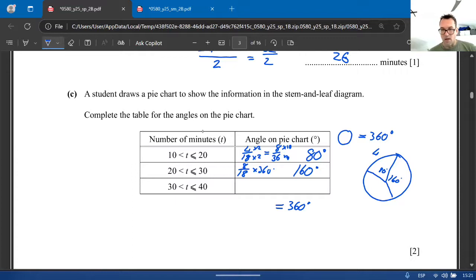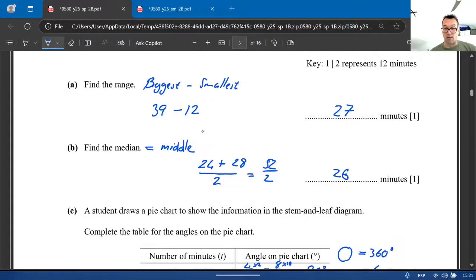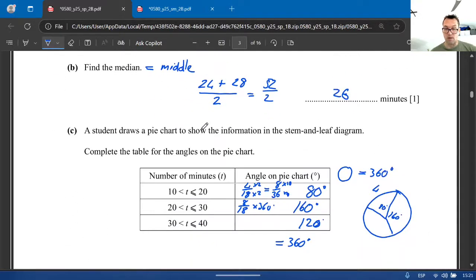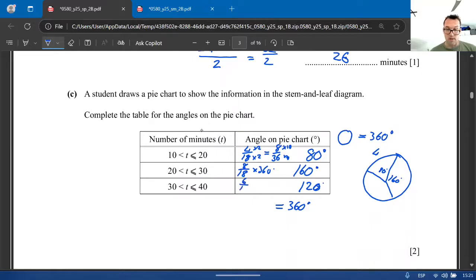Okay. So what's 160 plus 80? It's 240. So we need another 120 to make it 360. But let's do it like we did the other ones. 1, 2, 3, 4, 5, 6 people between 30 and 40 minutes took the task. That means 6 out of 18, which means it's 12 out of 36, which means it's 120 degrees. Adds up to 360. Bam, we got our marks.